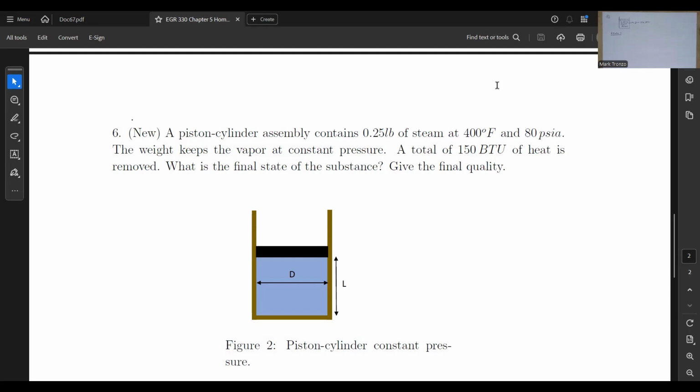Let's take a look at this problem. A piston cylinder assembly contains 0.25 pounds of steam at 400 degrees F and 80 psi. The weight keeps the vapor at a constant pressure. A total of 150 BTUs of heat is removed. What is the final state of the substance? Give the final quality.